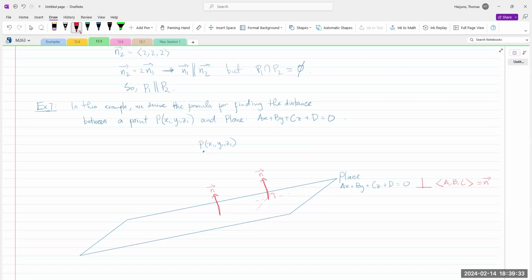Now I will choose a point on the plane. Any point is good. I will choose a point on the plane, call that P0 with coordinates x0, y0, z0. Remember that coordinate is on the plane. So if I create a vector from the point on the plane to the point not on the plane, I call that vector v maybe.